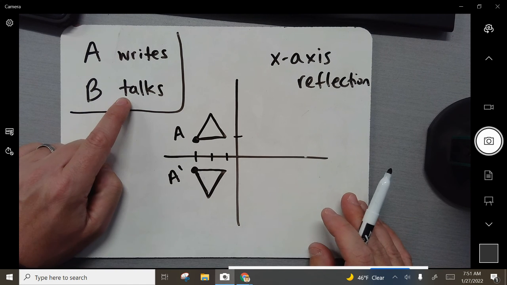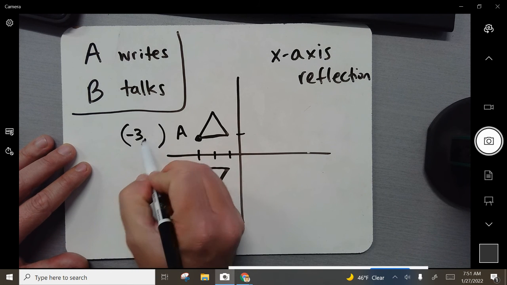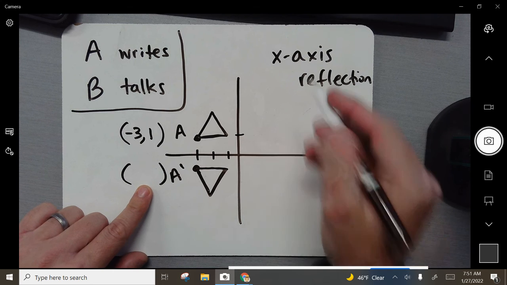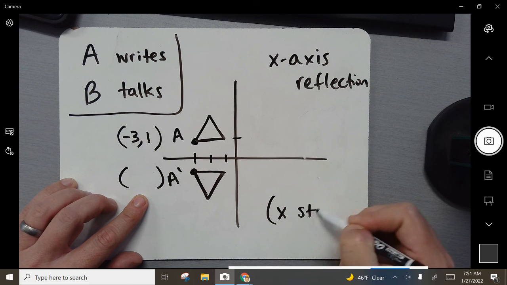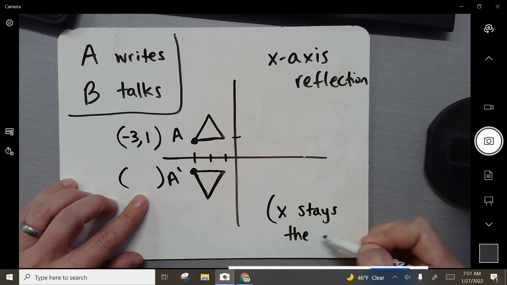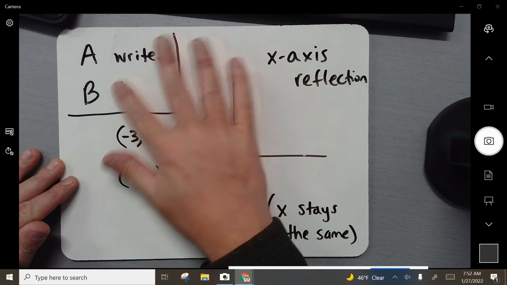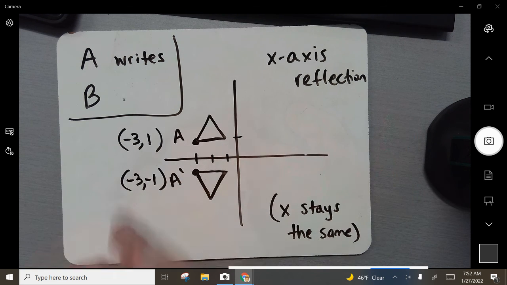We're still having B talk. What if I said this is the coordinate? What is the new coordinate supposed to be? Remember, x-axis reflection, go ahead and figure it out. Talk to your partner. Talk it out. All right, next problem. We're switching it up. Oh, let me go over it though. The x stays the same and the y changes. Okay, let's keep it going.